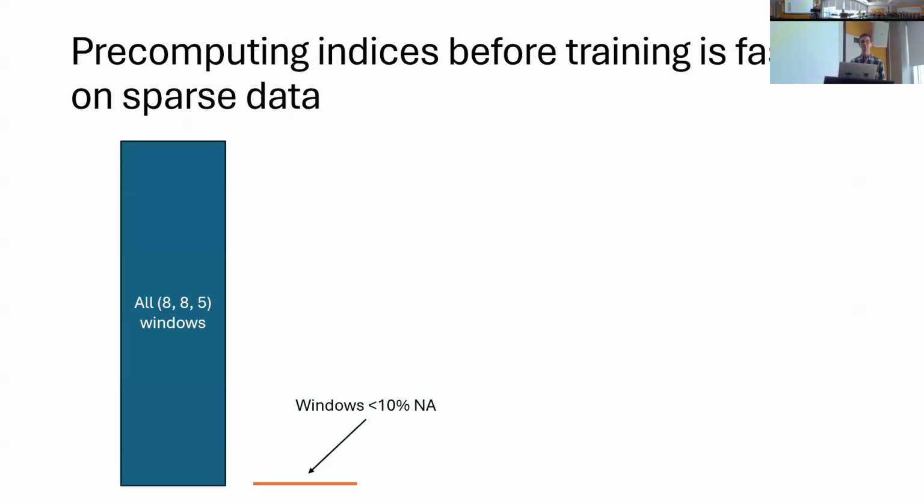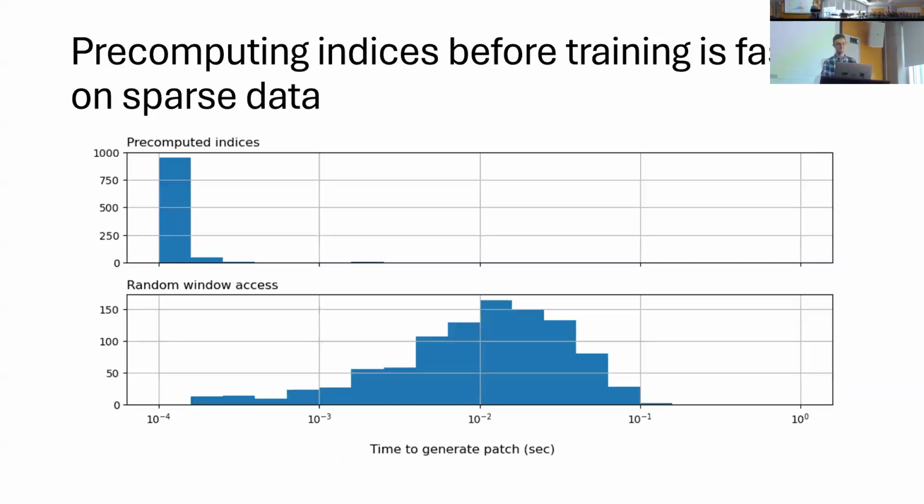That orange little sliver are all the ones that are at least 90% all the way there. So you can imagine if I'm just randomly taking windows out of that big blue bar, it's going to be a long time before I find one I can actually use. That wastes a lot of time.